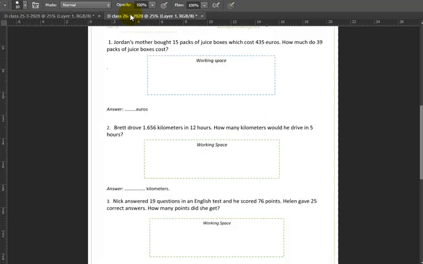Let's move on to the next exercise. The next exercise, so Thursday's exercise, says Jordan's mother bought 15 packs of juice boxes, which cost 435 euros. How much do 39 packs of juices cost? So 15 packs cost 435. I need to find out how much one pack costs, and from that find how much 39 cost. So to find that, I'm going to do 435 divided by 15.